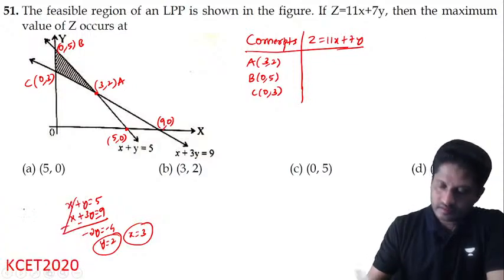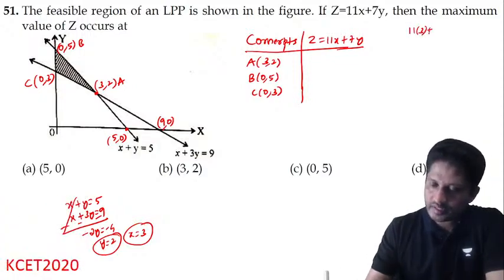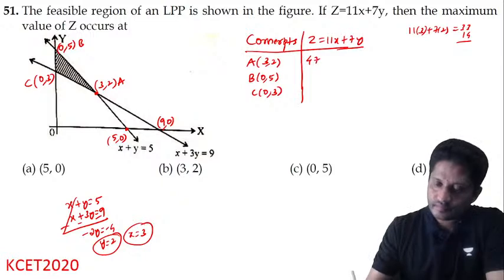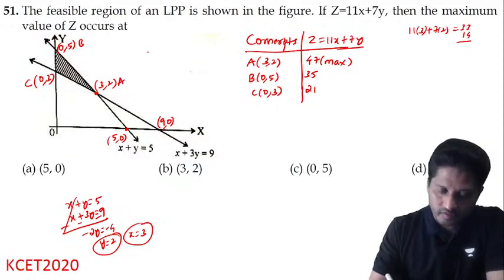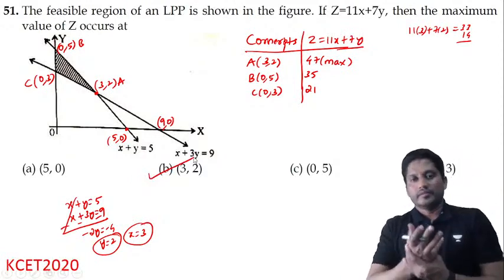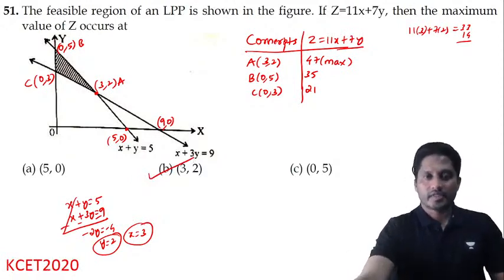If I substitute 3 here, 11 into 3 plus 7 into 2, you get 33 plus 14 will be equal to 47. If you substitute 0, 5, you get 35. For 0, 3, if I substitute, 21. This is the maximum. So it will occur maximum at 3, 2. Options are missing. One of the options is 3, 2. Sorry, options are here only. 3, 2 answer is option B. Alright, let's move to the next question.